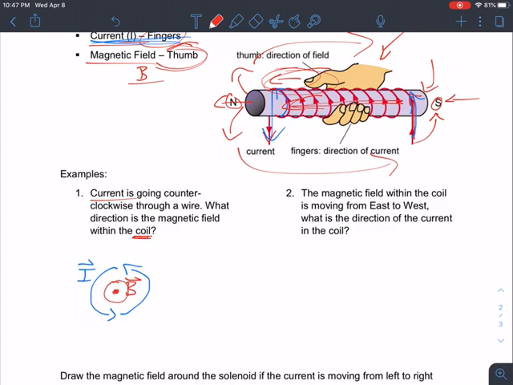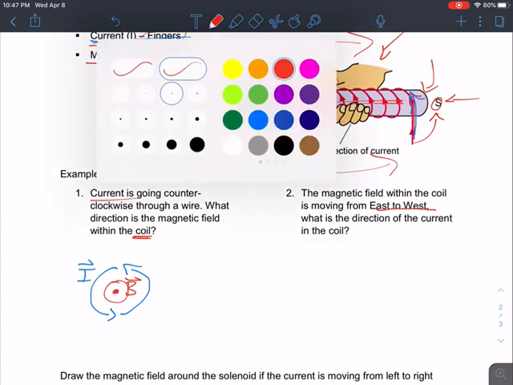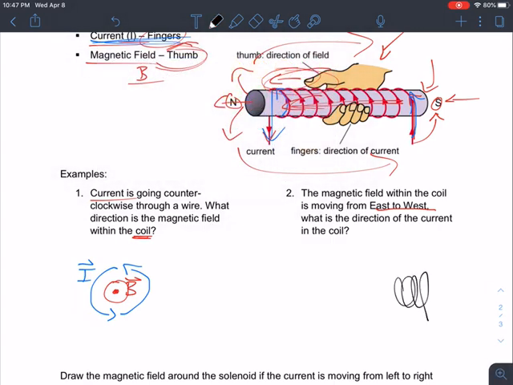Number 2, the magnetic field within the coil is moving from east to west. Now this is a coil, or something like that, and the magnetic field within it, that's red, is moving from east to west. It's moving this way. Okay? Now what is the direction of the current?